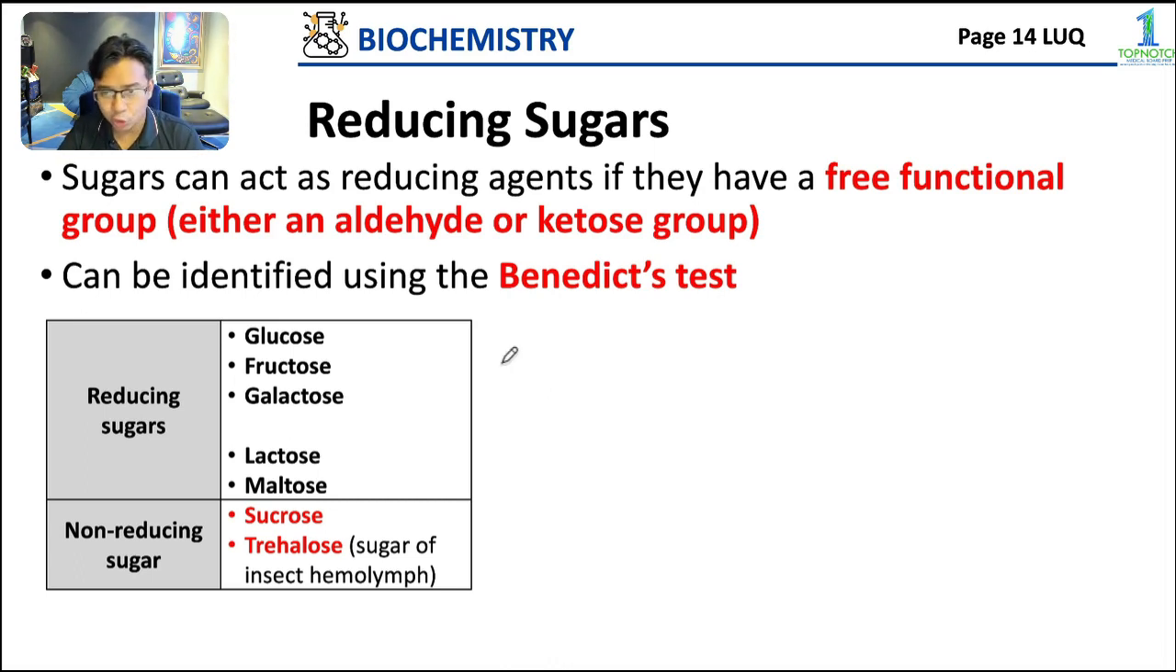So, automatically, all monosaccharides are reducing sugars because they have a free functional group. Pero pag usapan ay disaccharides, only lactose or maltose are reducing sugars. Sucrose and trehalose are non-reducing sugars. Okay? Doc, what is trehalose? Trehalose is the sugar of your insect hemolymph.